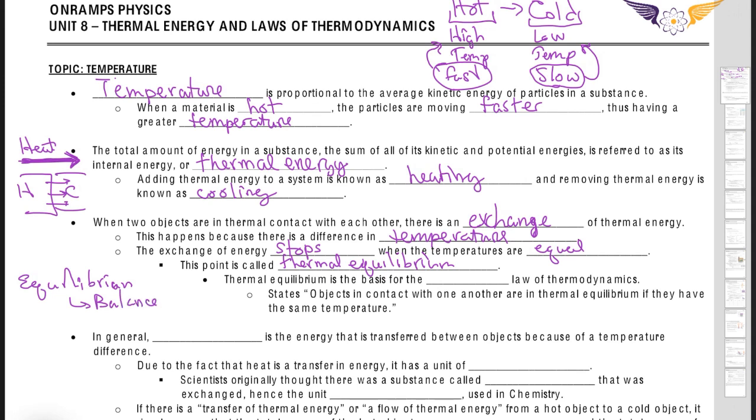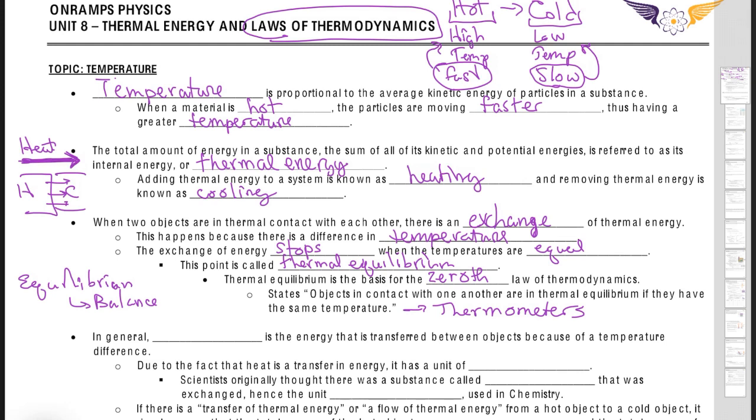Now, thermal equilibrium is the basis of what we call the zeroth law of thermodynamics. And so you can see part of this unit is going to focus on laws of thermodynamics. So what happens is that objects in contact with one another are in thermal equilibrium if they have the same temperature. Right? This is the basis of thermometers. So once you take your temperature, you're trying to determine the equilibrium point between the thermometer and yourself.